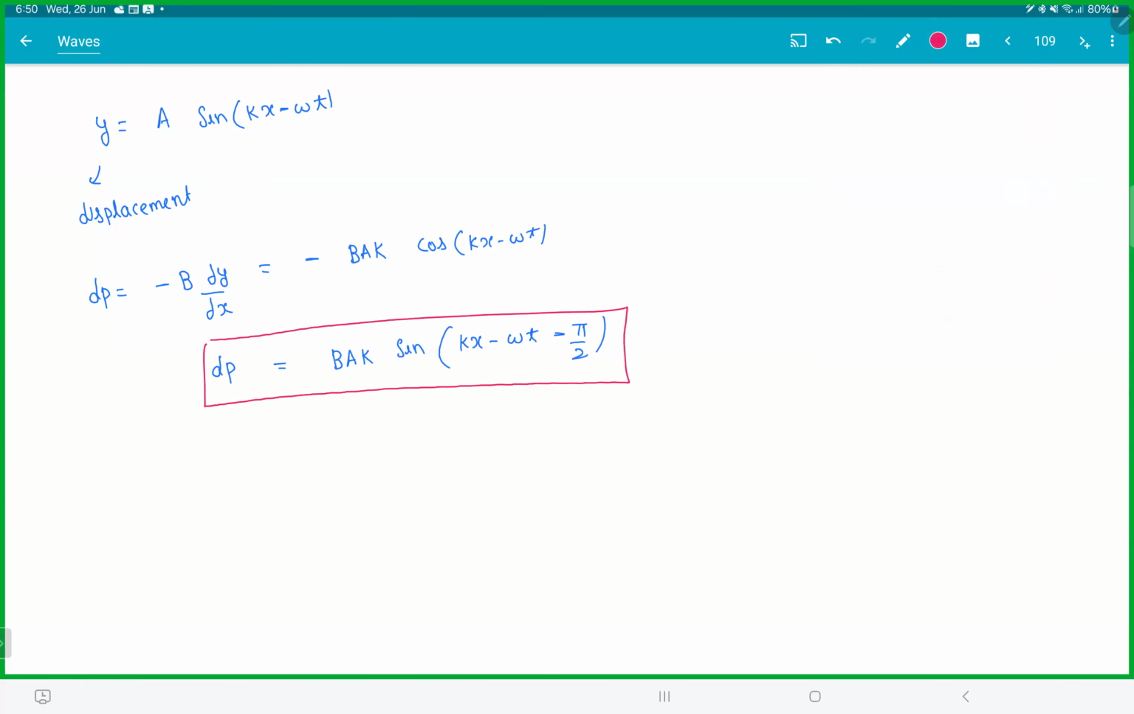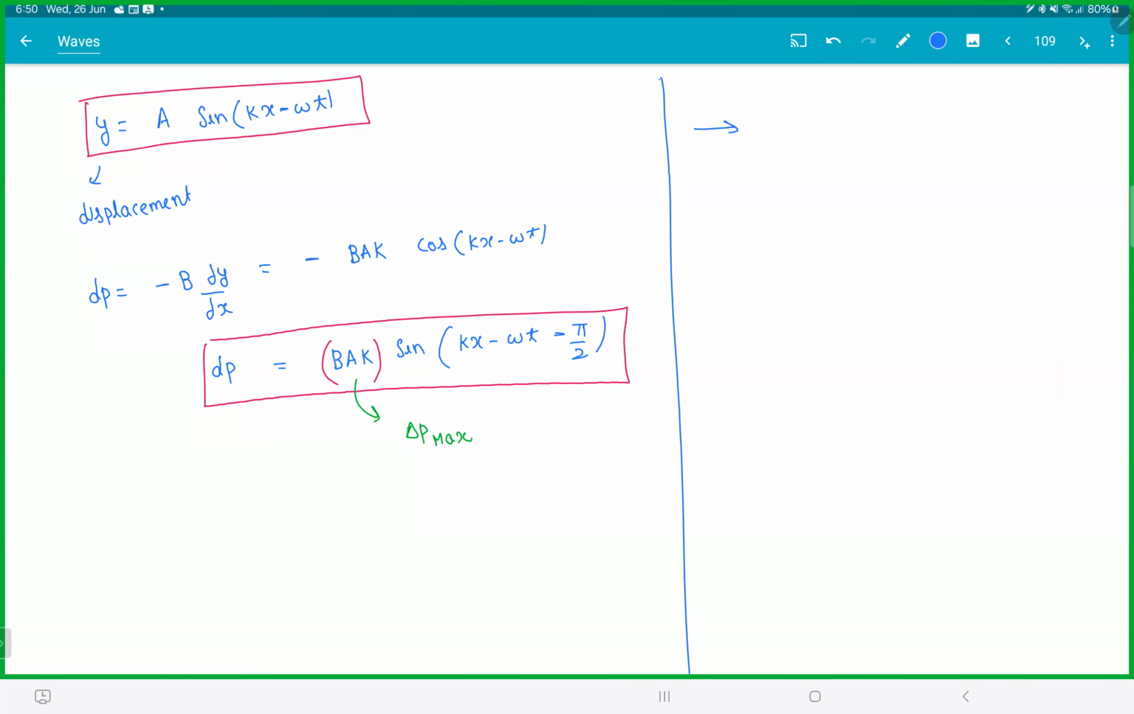Means if you look at this, the dP and displacement are out of phase by 90 degrees. When the displacement is maximum, the pressure change is minimum. And look at this term here, BAK is the pressure amplitude. This is your delta P max. So let me write the final result here. The maximum change in pressure in a region is bulk modulus times amplitude times K. What is A? A is displacement amplitude, the maximum displacement of the particles from mean position.